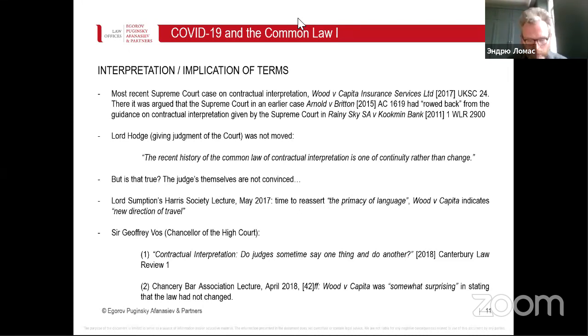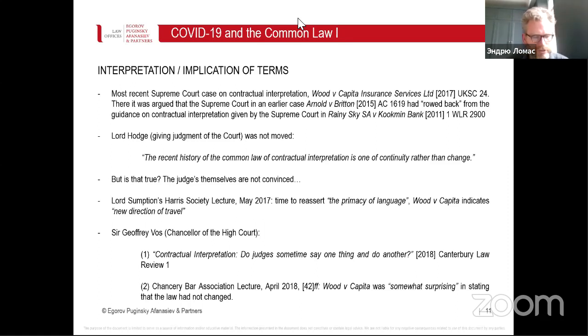Do judges sometimes say one thing and do another? And Sir Geoffrey Voss goes on to explain his surprise. And he says, the reason for my surprise is that Rainy Sky, as approved in both Arnold and Britton and Wood and Capita, has the effect of bypassing ICS.